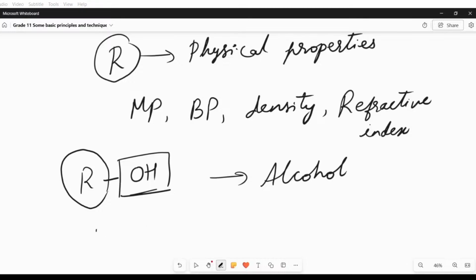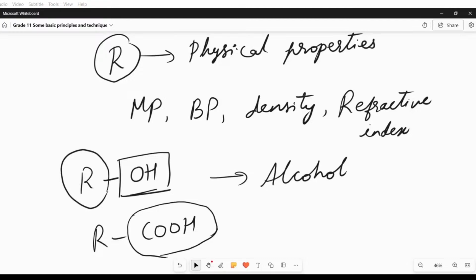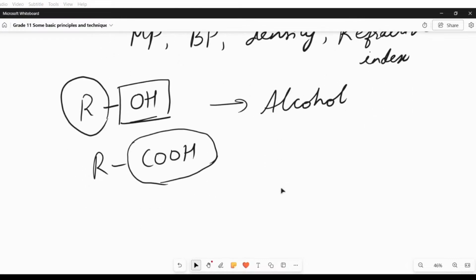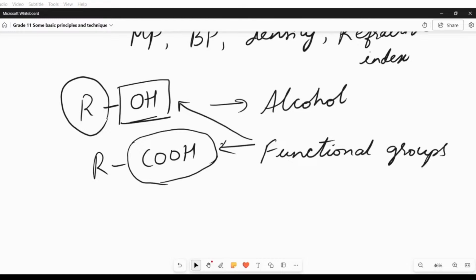Similarly, if R is linked to COOH, then the entire property of the molecule depends on the COOH group. This is the carboxylic acid group. So what you need to understand here is that the chemical properties of any organic compound are the properties of its functional groups. Organic compounds containing the same functional group show similar chemical reactions.